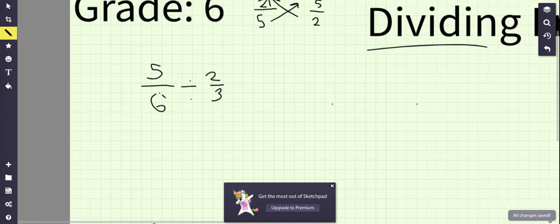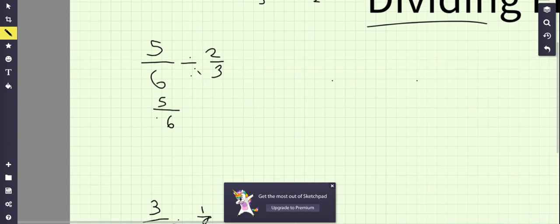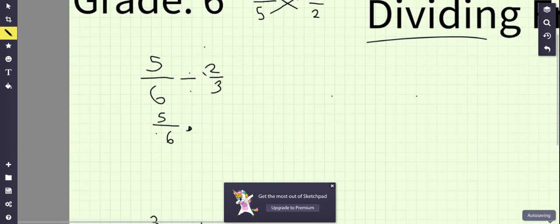So basically, to divide fractions, here's the first step. We're going to keep the first fraction. Next, you change the operation to multiplication, always, and then multiply by the reciprocal of the second fraction. So here, you keep the first fraction, change division to multiplication, and multiply by the reciprocal of the second fraction, and then we can just cross cancel this.